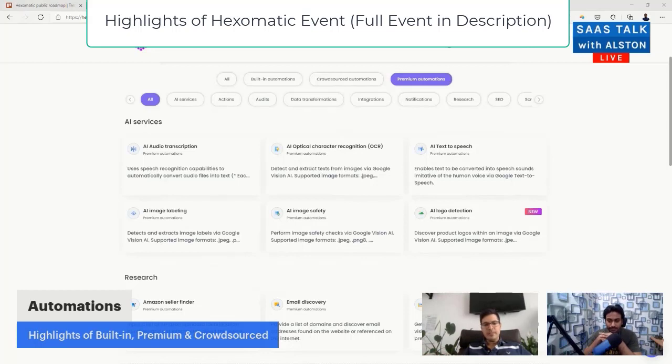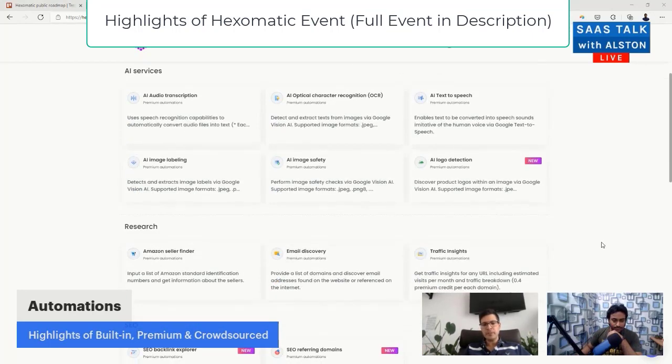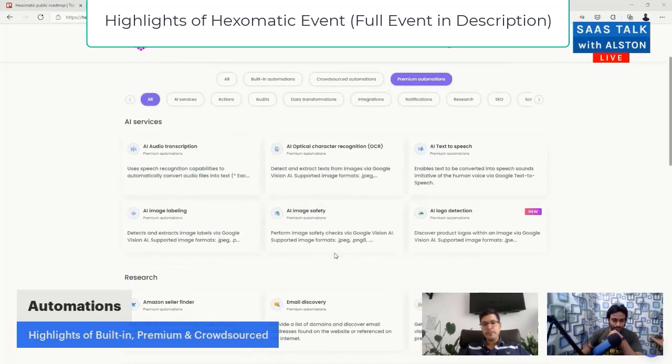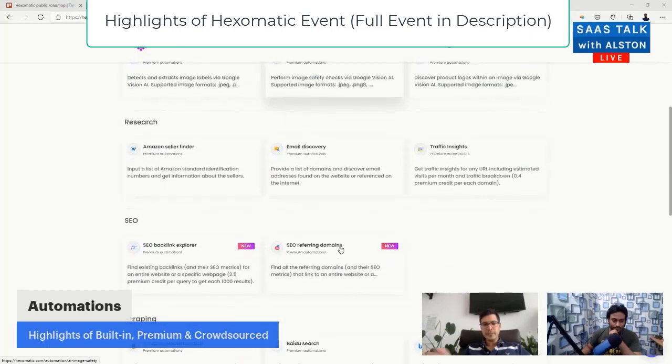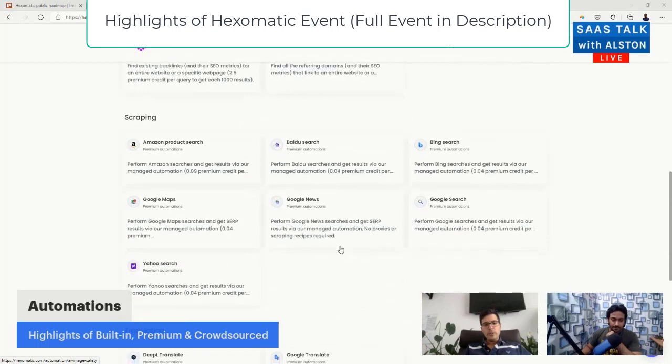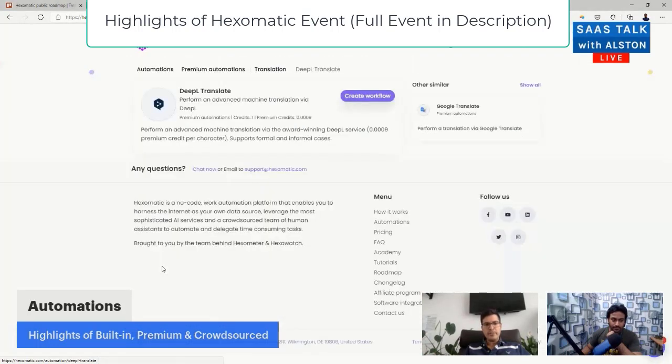Same with the other services. For example, you could subscribe for $30 a month for DeepL translations, or you could spend a few cents using our automation based on the amount of words you want to translate. So we try to do that with third-party services.